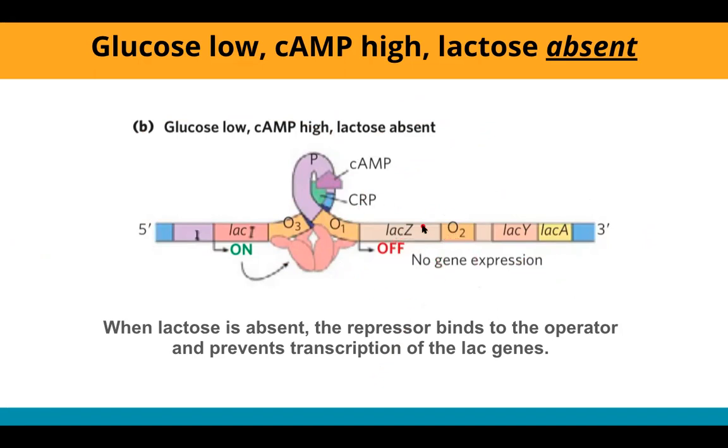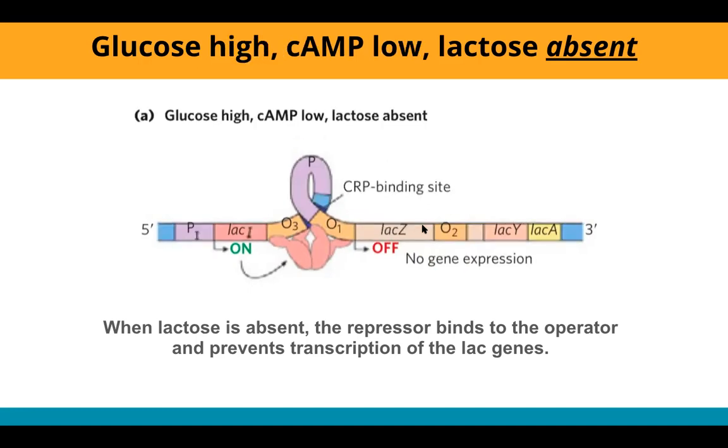It's useless to make, for example, galactosidase if in the first place you don't have lactose. Remember, galactosidase converts lactose to glucose and galactose. So if your cell produces that enzyme to break down lactose, but in the first place you don't have lactose, what's the point? So that's the main point. Whether the glucose is high or low, if lactose is absent, there will be no gene expression of LAC-Z, Y, and A.